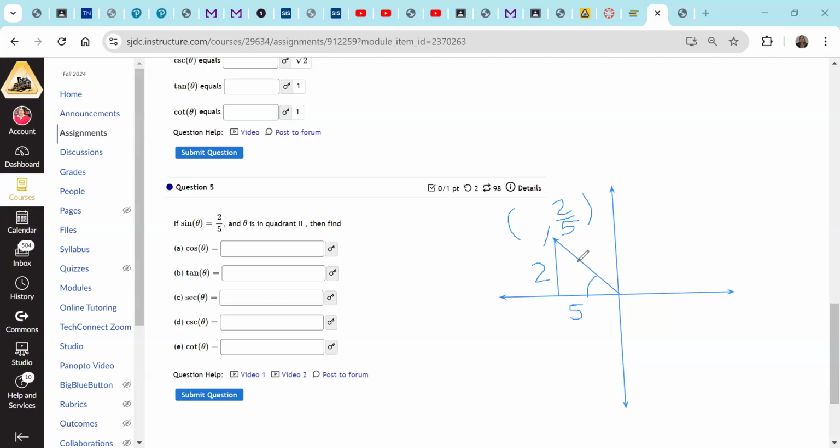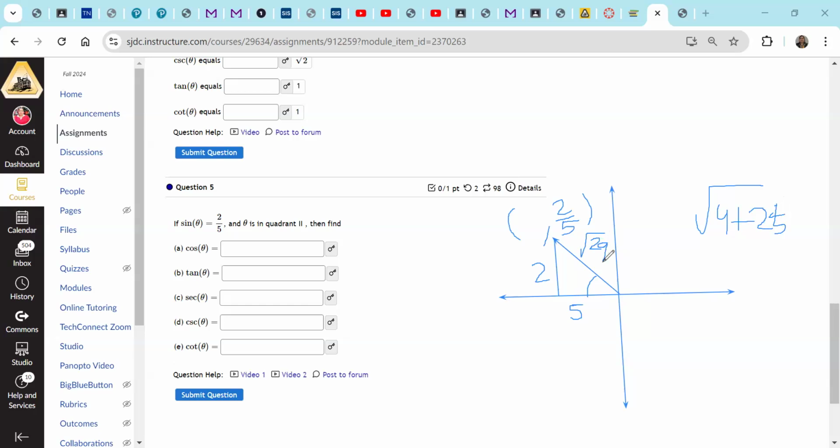So we can find the other side by using Pythagorean. So c squared is equal to a squared plus b squared. 2 squared is 4. 5 squared is 25. So that side is square root 29, this one. Now we can find cosine from here. Cosine is adjacent over hypotenuse. So that has to be 5 over square root of 29.